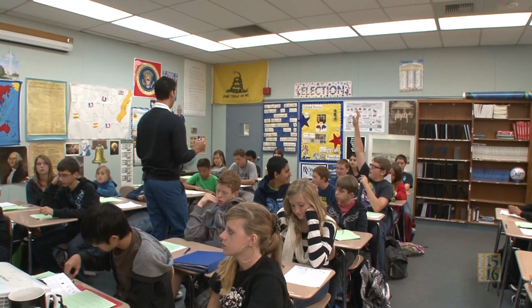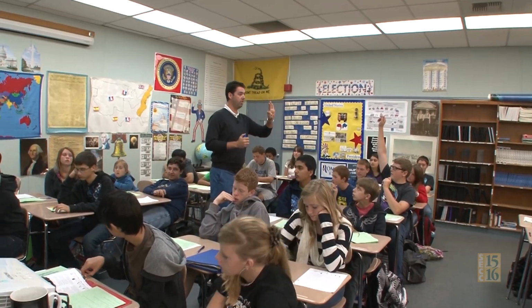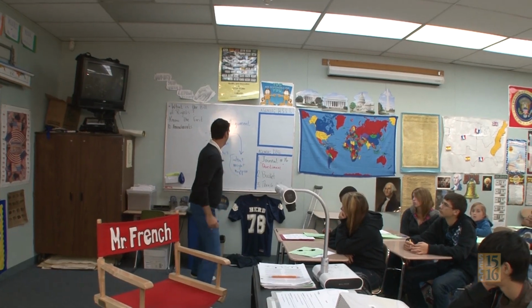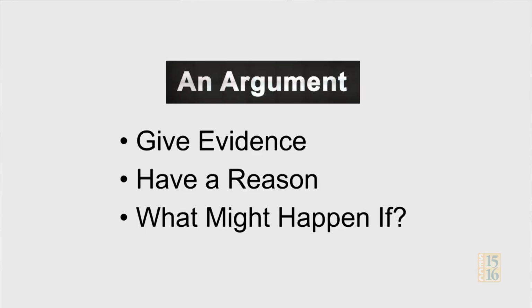You've got to make sure that you have three parts to it. First part is give evidence. Second part is have a reason. And then explain to them, kind of like that tier thing, right? What might happen if you didn't have it.